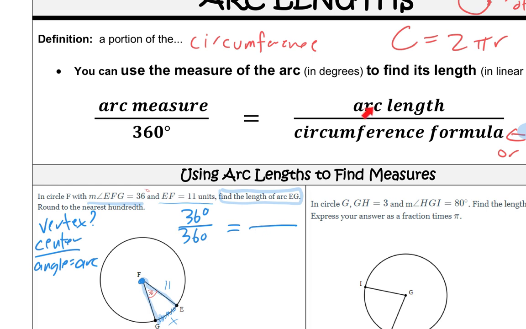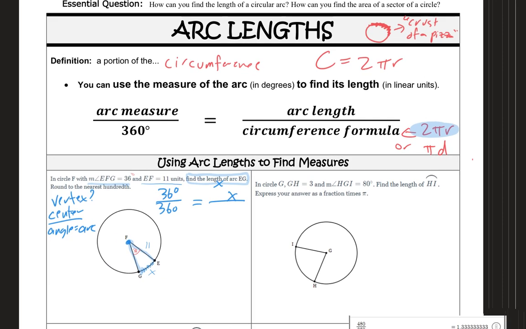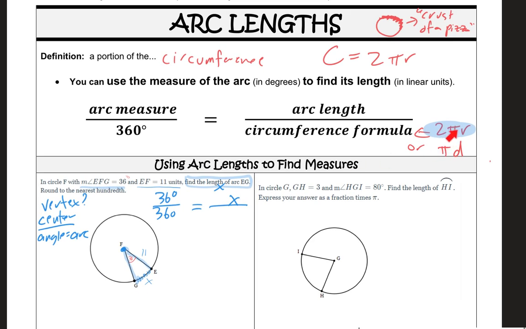Okay, so then on the top over here is the arc length. And the arc length is what we're trying to find, right? We said that was x. So let's go ahead and put x right over there. And then we said the circumference formula was 2 pi r, right? Make that a little smaller so we can see it. So let's go and put that 2 pi.